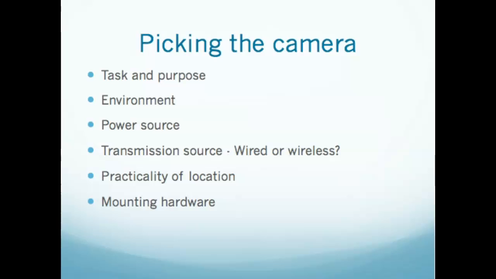But again, that is a decision, and there are some reasons why you would not use a wired camera. We want to look at the practicality of the location. You may have a great place to put a camera to see what you want to see, but it could be impractical, and I'll show you an example of that. And then we want to talk about mounting hardware, which really is a pretty significant decision, especially when you talk about something called cost of ownership.